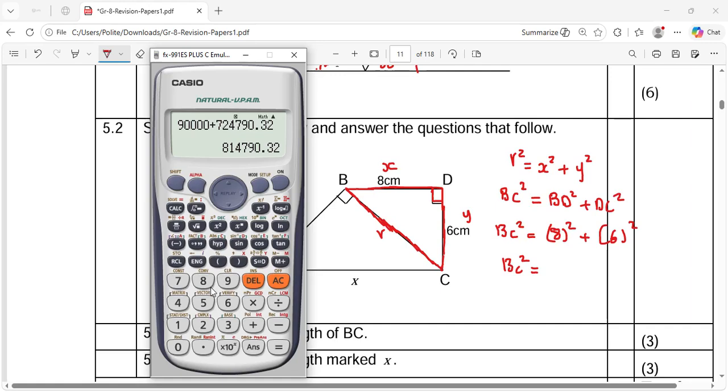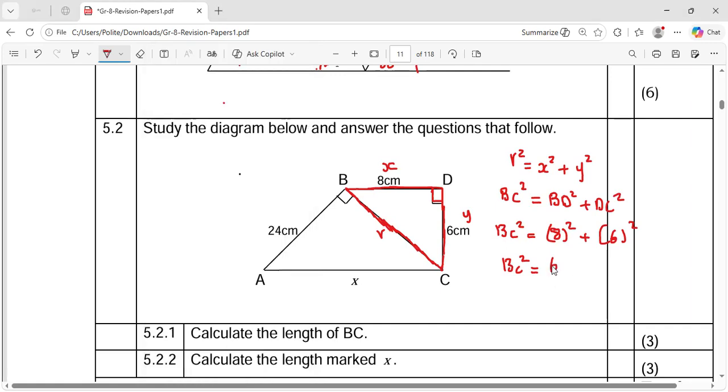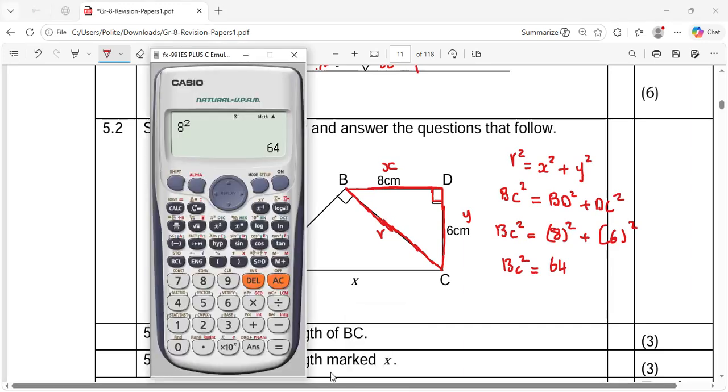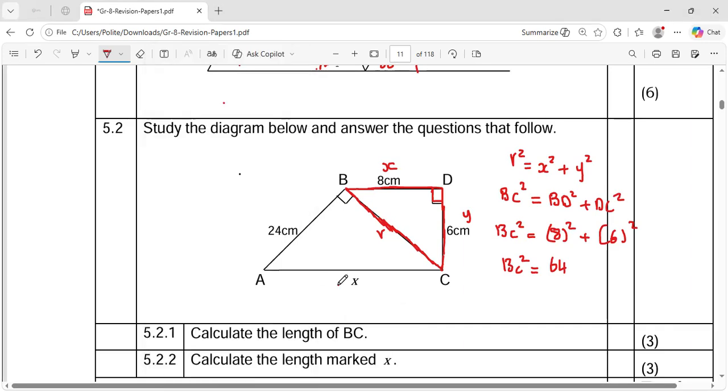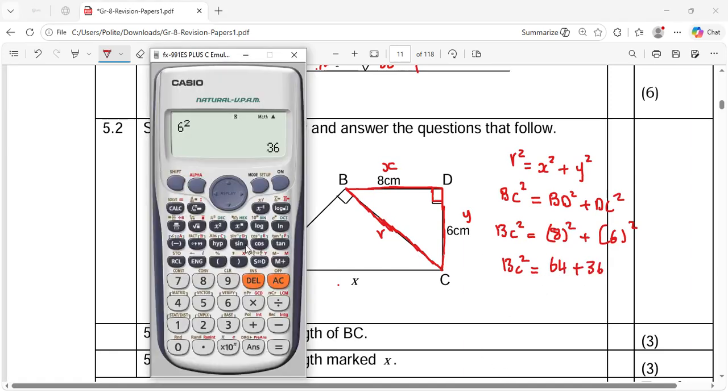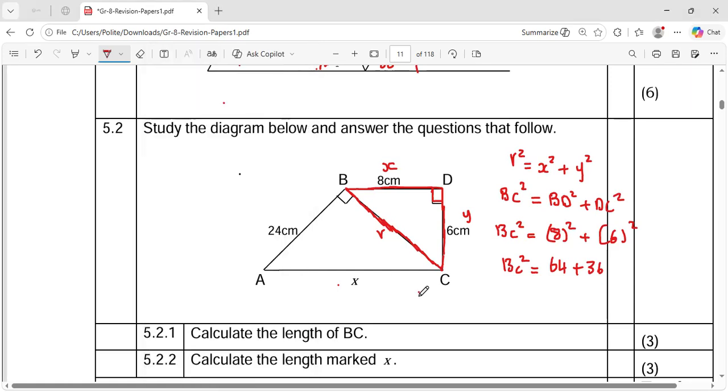So I'm going to say 8 squared. This gives me 64. Then 6 squared, that's 36, right? I just want to verify that that's 36. So this is plus 36. Then what do you get when you add the 2? What is 36 plus 64? This gives us 100. So this will be 100.